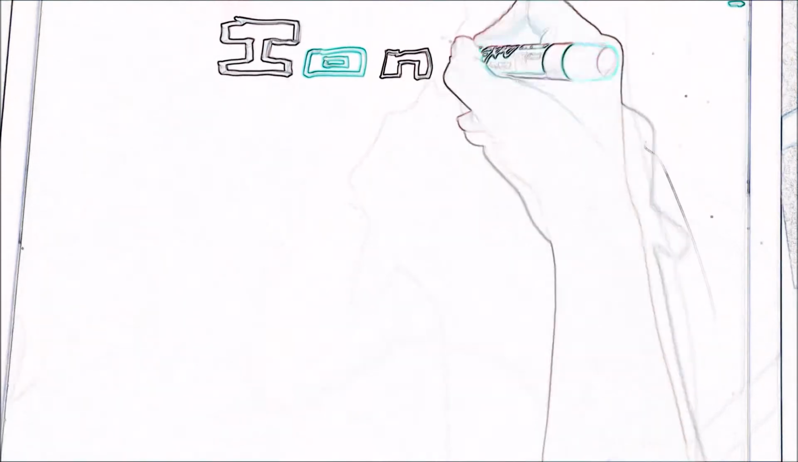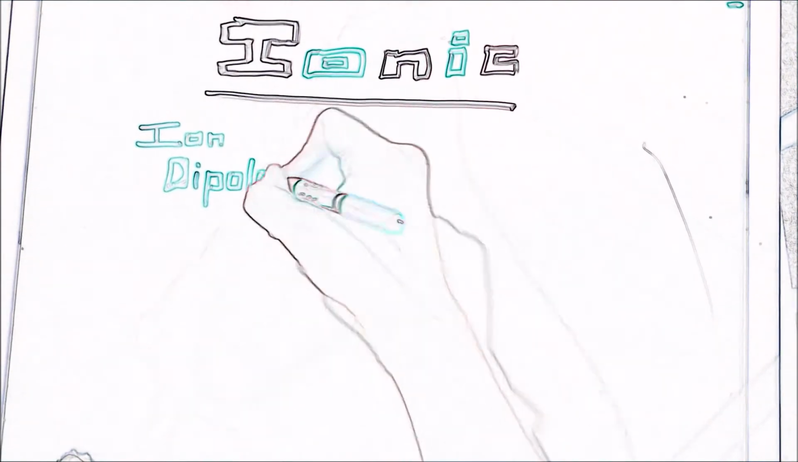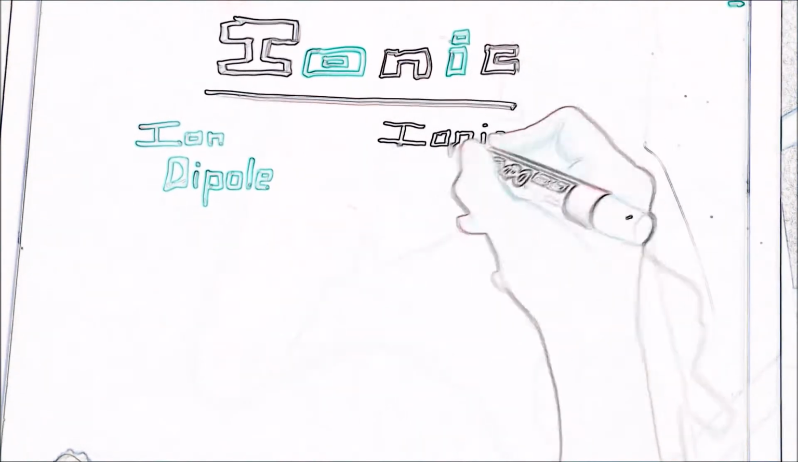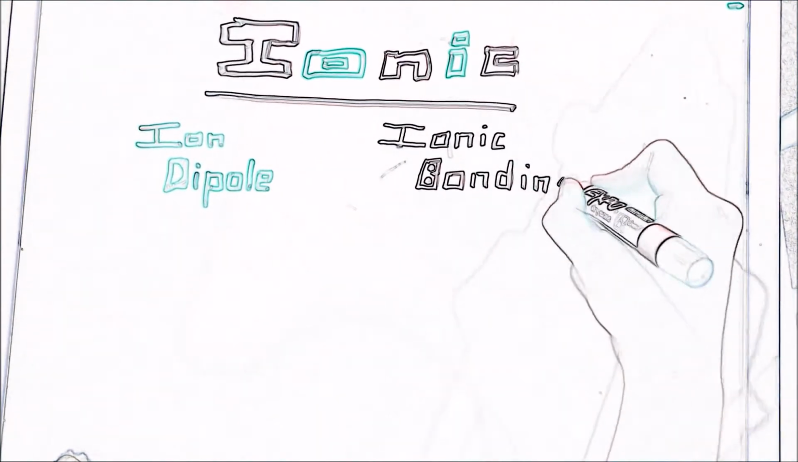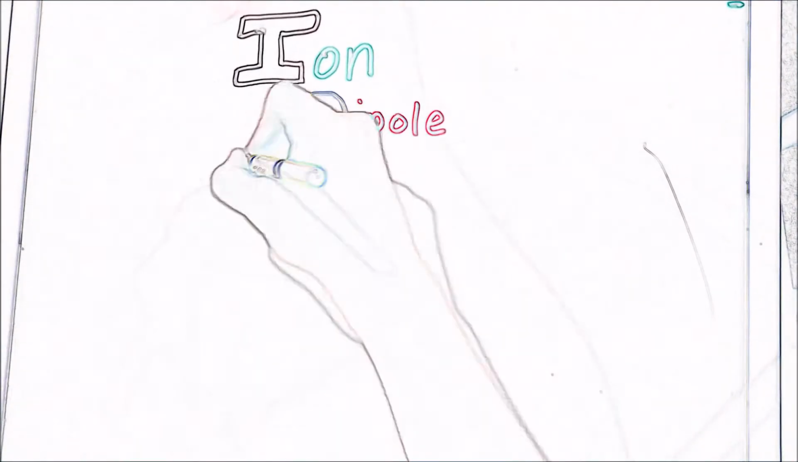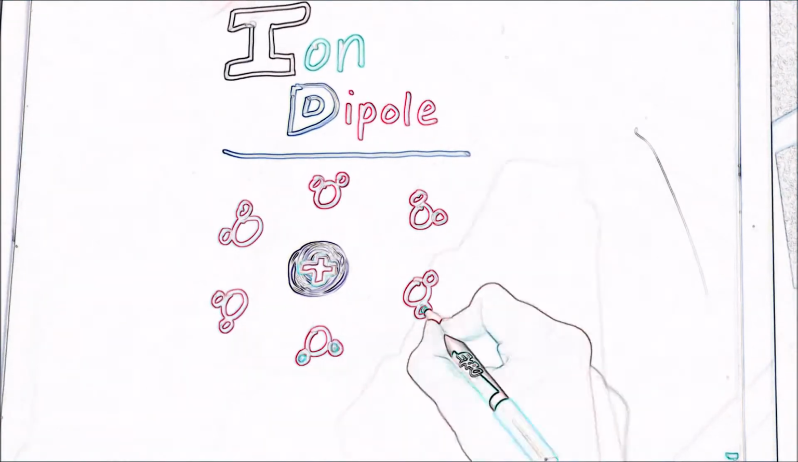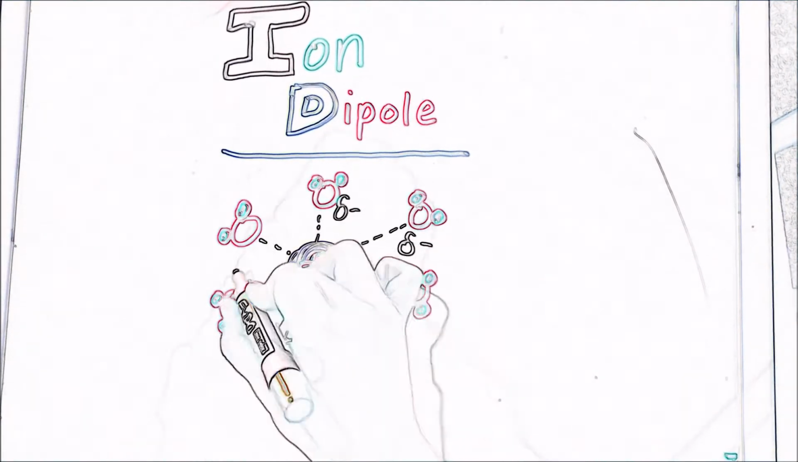The other form of intermolecular forces are ionic IMFs. There are two types of ionic IMFs: ion-dipole and ionic bonding. Ion-dipole forces exist between a neutral molecule's dipole and an ion and usually consist of polar molecules.